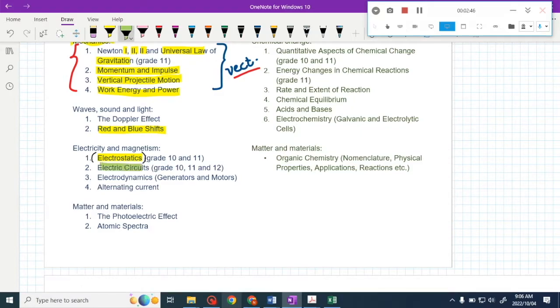Electric circuits, I found is a big, big problem, but we're going to go through that today. Electrodynamics and alternating current, guys, this is your free marks, so make sure that you master it.